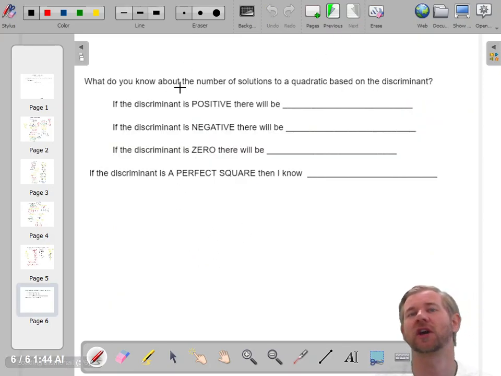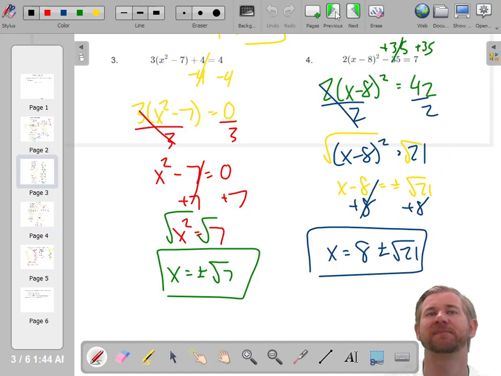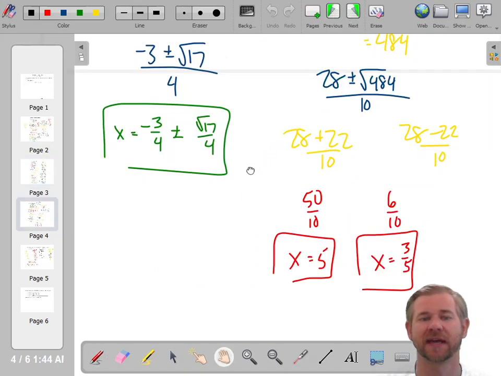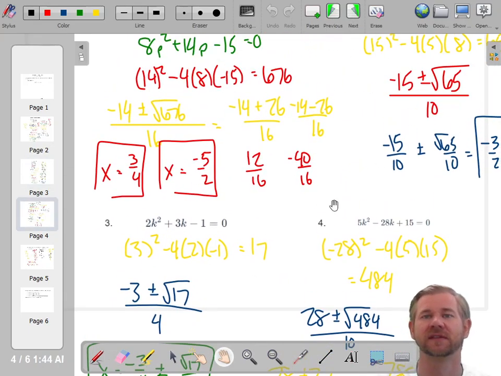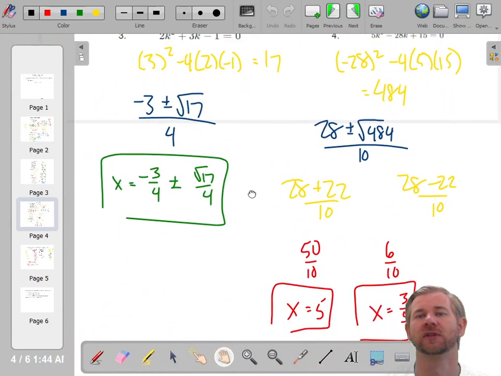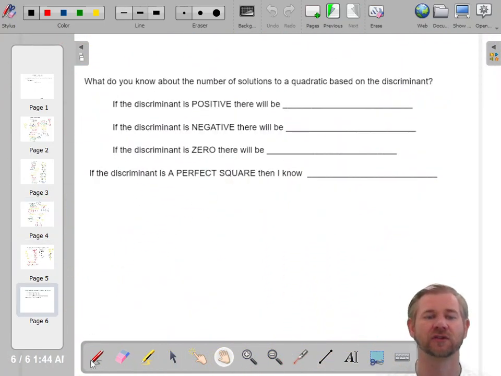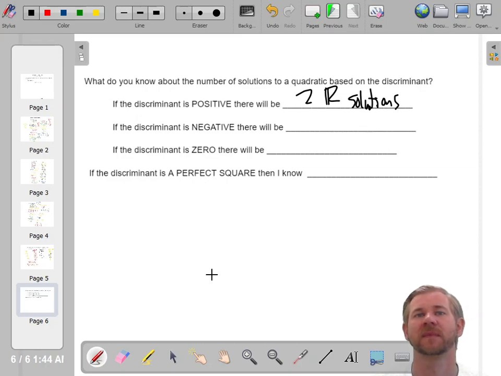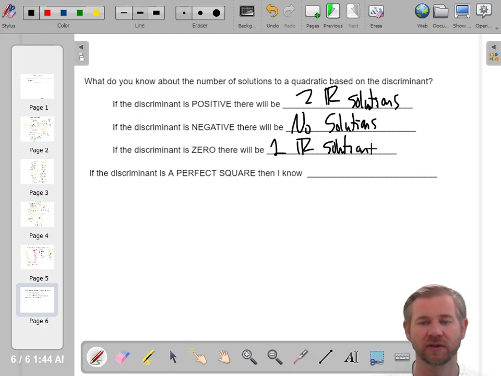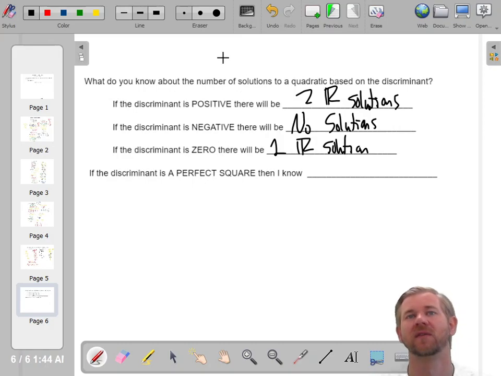And the last thing is just talking about the discriminant. If the discriminant is positive, and we just did one like that, the discriminant was positive in all of these, and they all had 2 solutions. So if the discriminant is positive, there will be 2 solutions. And I'm actually going to say they are real solutions. That's the symbol we use for real numbers. If the discriminant is negative, you will get no real solutions. And we didn't see any of those. If the discriminant is 0, there will be 1 real solution. But we didn't see that on this page either. If you go through your notes, you have several examples of all of those, though.